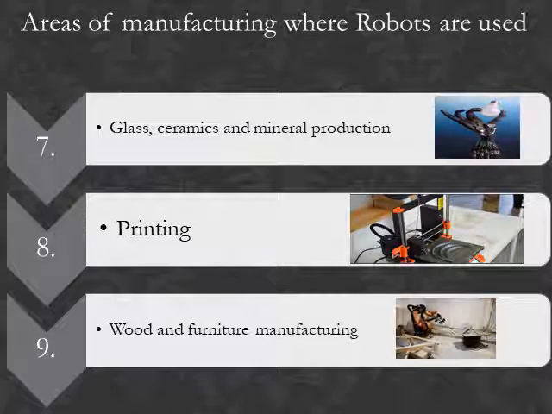The seventh manufacturing area is glass, ceramics and mineral production. Eighth, printing. And ninth and last one is wood and furniture manufacturing. So these are the manufacturing areas of robots.